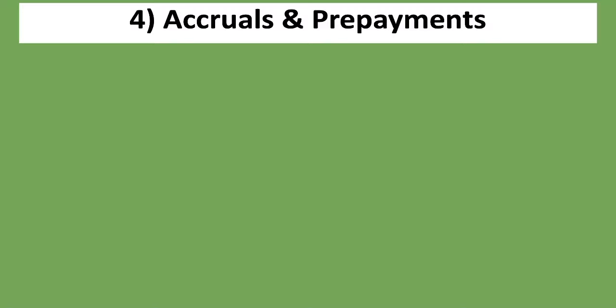This is the fourth lesson in our series on accounting for beginners. In the first lesson, we looked at the accounting equation in great detail. In the second one, we looked at the journal entries or the general journal. In the third one, we looked at the general ledger. And here we are looking at accruals and prepayments. And in this one, you will see how it relates to the other lessons we've been looking at.